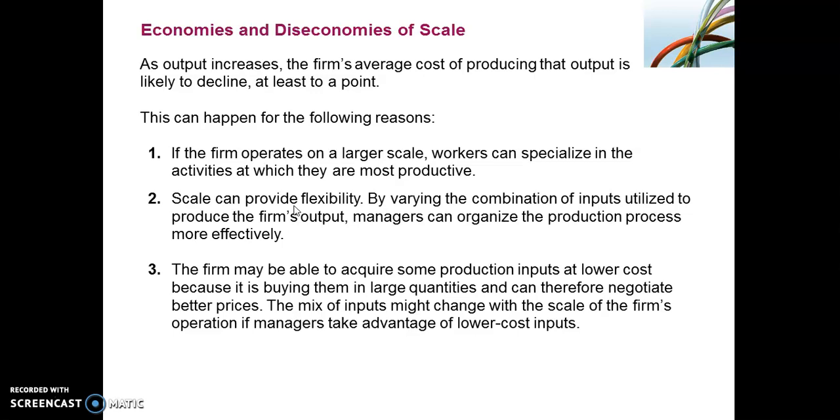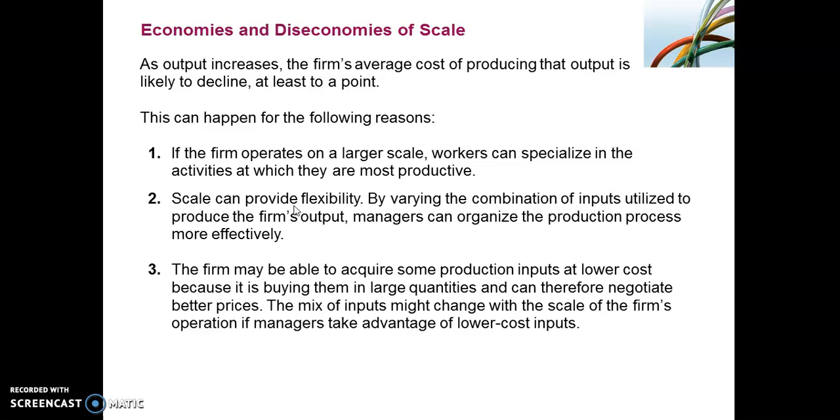Now, this can happen for a number of reasons, but some of the obvious reasons could be that a firm operates on a larger scale. Think about a larger factory that could have workers specializing in particular activities, and that could result in it being more productive as opposed to maybe one worker doing multiple jobs. With a larger scale, workers can in fact specialize in activities. And the greater scale can also provide for more flexibility. So you can find that managers can organize the production process more effectively.